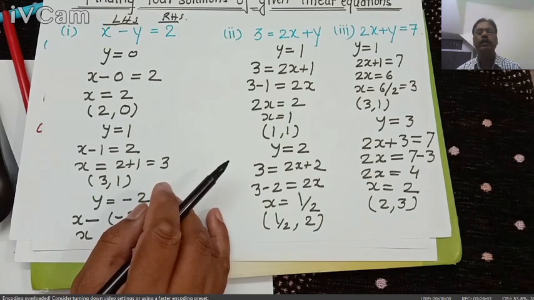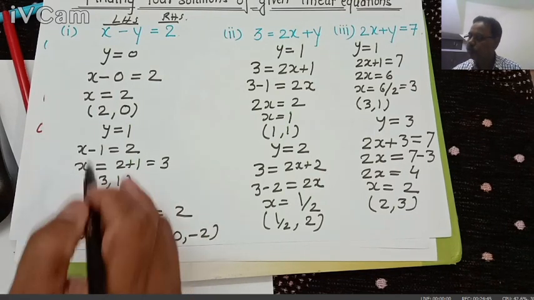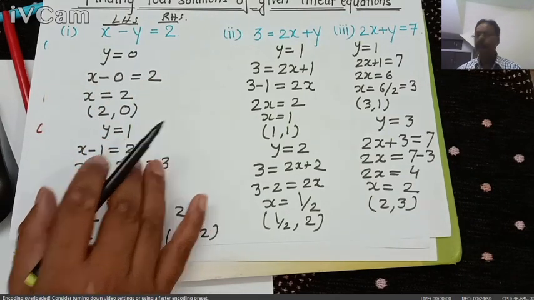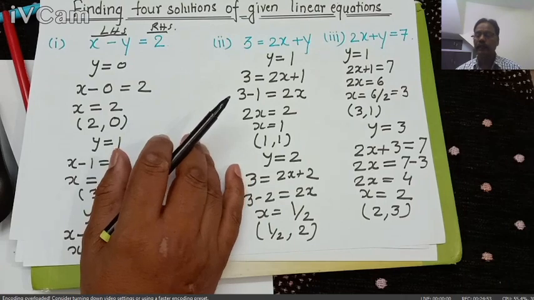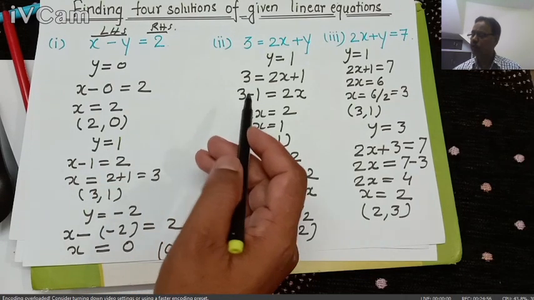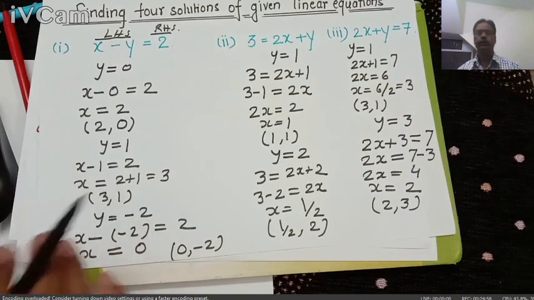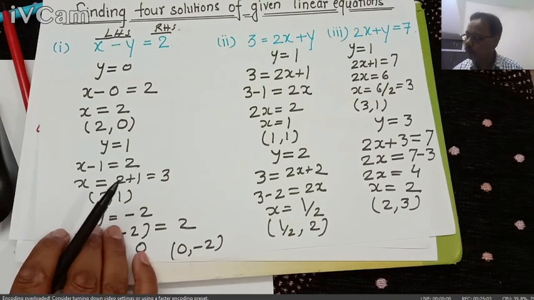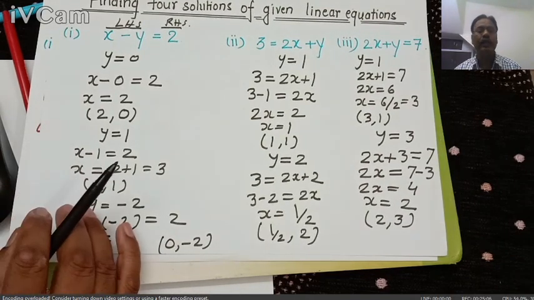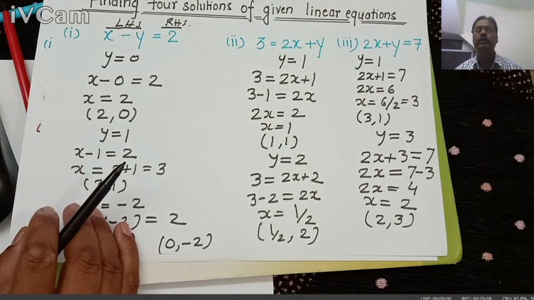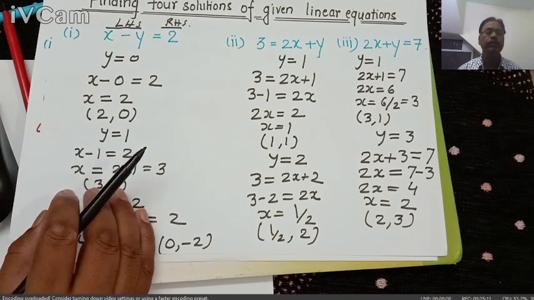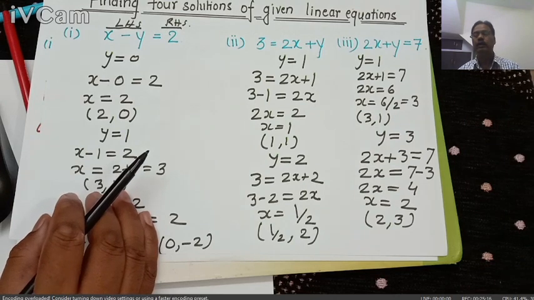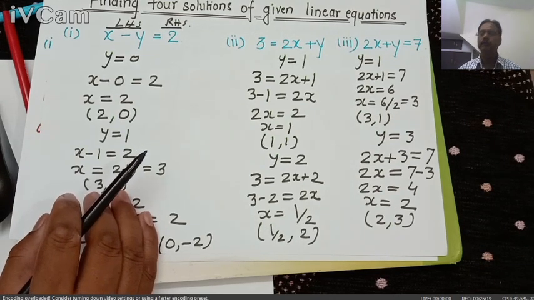Why are they called solutions? If we put these values in the equation, it will be satisfied. Satisfied means the left hand side and the right hand side will be equal. Now, in this way we have learned how we find out the solutions, how we write the linear equation in two variables in the standard form ax plus by plus c equal to 0, and how we find out the values of a, b and c.